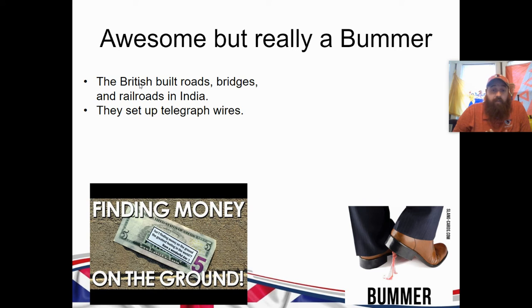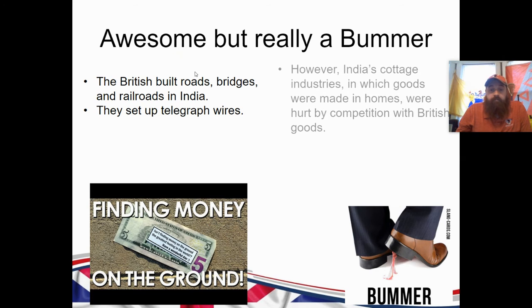But the British, they built roads and bridges and railroads in India. They set up telegraph wires. Oh, almost got it. But in all actuality, it was a super big bummer because despite what the British think they were doing, what they were really doing was destroying Indians' cottage industries. So India at the time, everything was made at home. Their clothes were manufactured at home. So this flood of cheap British goods ended up destroying their local economy.